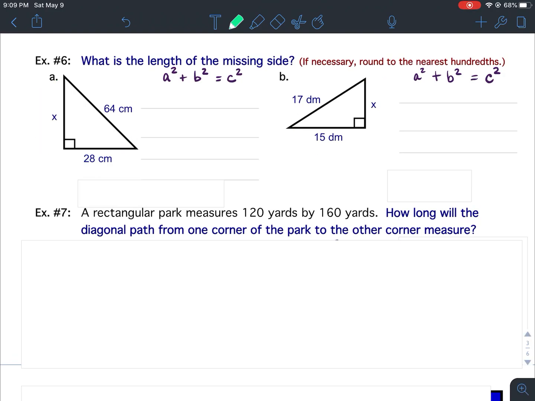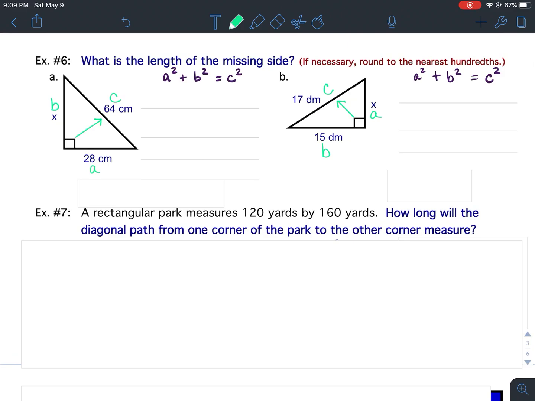Okay, so for A, that right angle points to the hypotenuse. So 64 has to be C. Let's call 28 A and X B. For B, that right angle points to the hypotenuse. So 17 would be our C. This time, let's call X the A and 15 B.